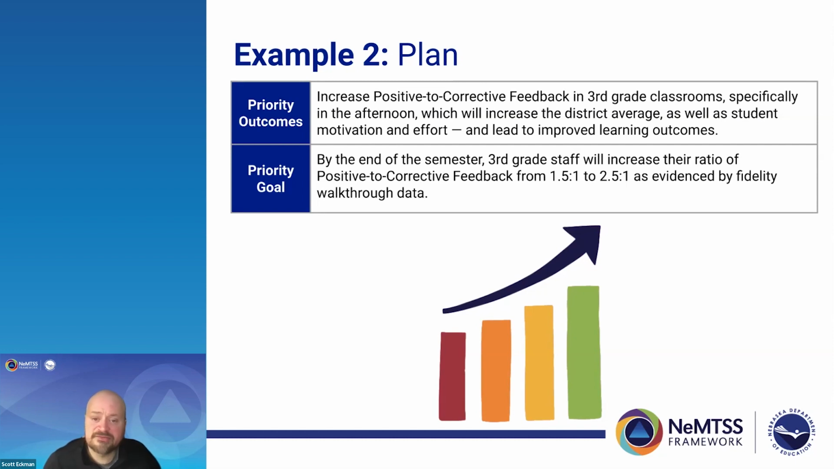So the goal that they set for themselves was to increase their ratio of positive to corrective feedback from 1.5 to 2.5 to 1 by the end of the semester, as evidenced by Fidelity walkthrough data.